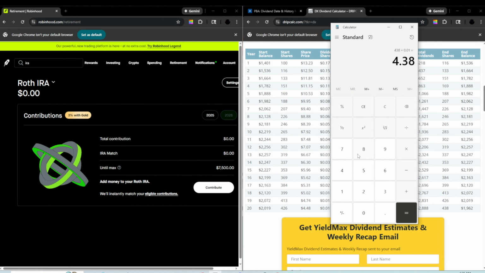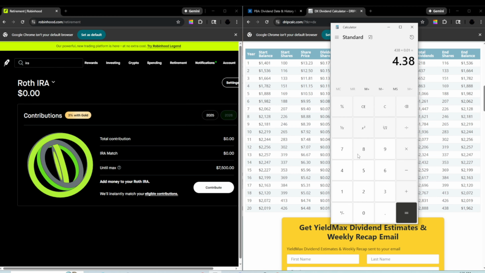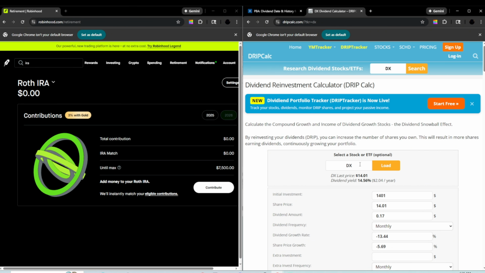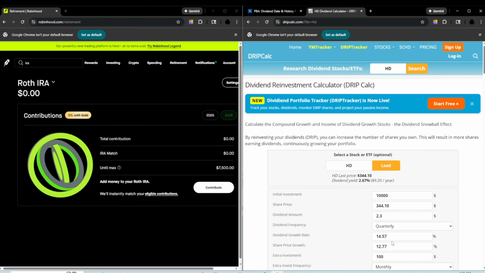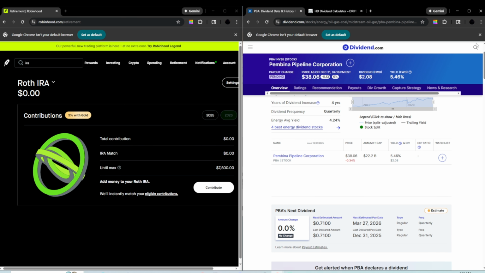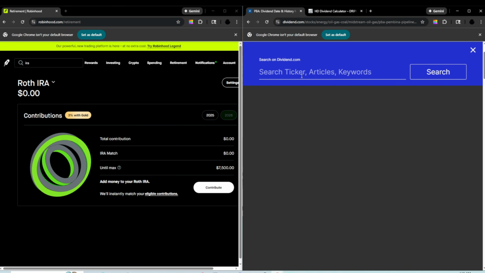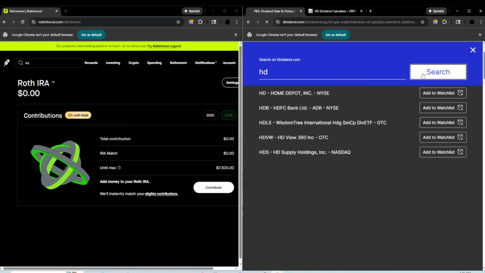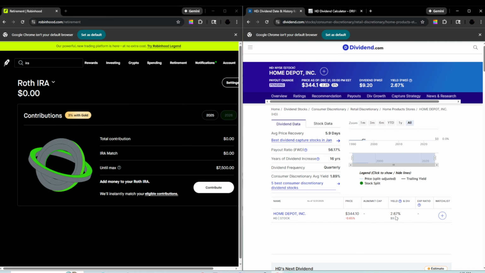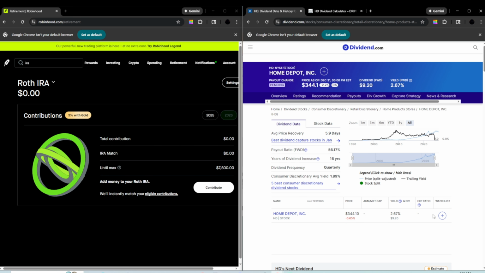Like companies that have been in business for decades. For one, let's say Home Depot. This is a quarterly stock. See how their growth rate is super high? Let's make sure that is correct. Let's go back to dividend.com, put in HD. All right, so they have a 2.67% dividend yield. So that's per year.